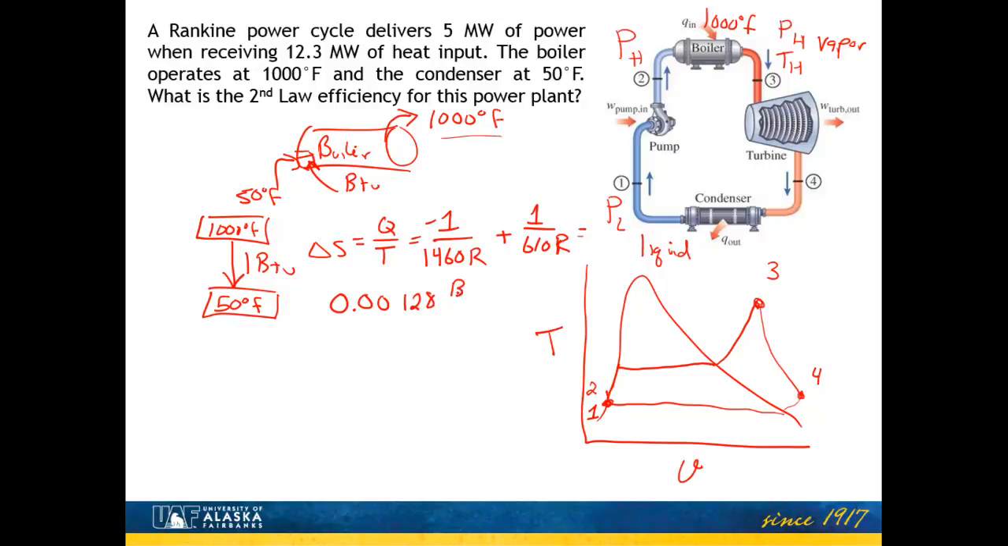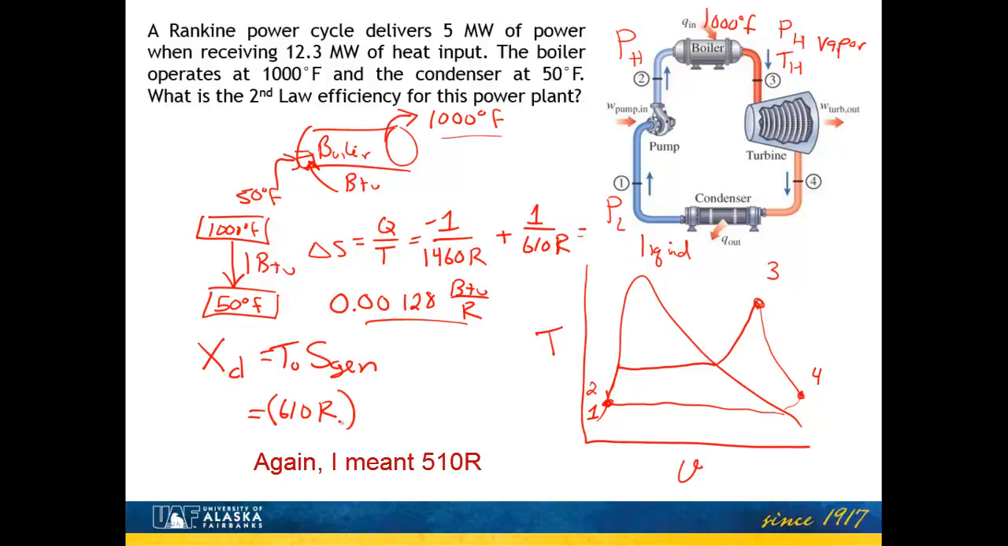It's 0.00128. The units would be BTUs per Rankine, and that's the entropy being generated just by moving that single BTU. So the exergy that's destroyed, I'll call that X sub D, is T naught times the entropy that is generated. And so the environment, let's assume our environment's also at this 50 degrees Fahrenheit. This is the entropy being generated. I could look at the exergy being destroyed. That would be 510. I need to put that in absolute, so that's at 50 degrees Fahrenheit.